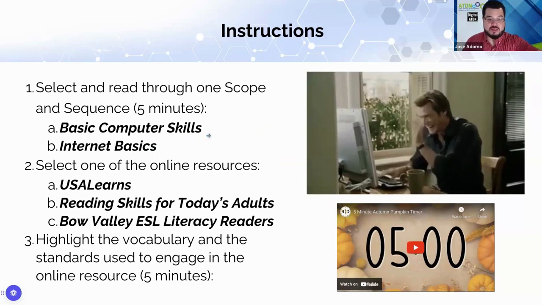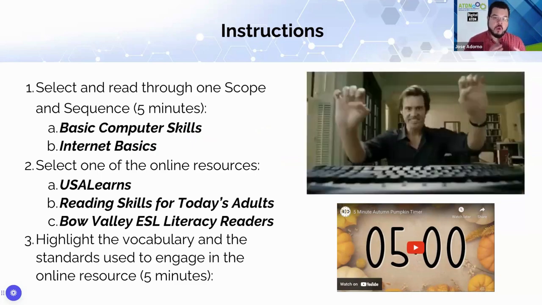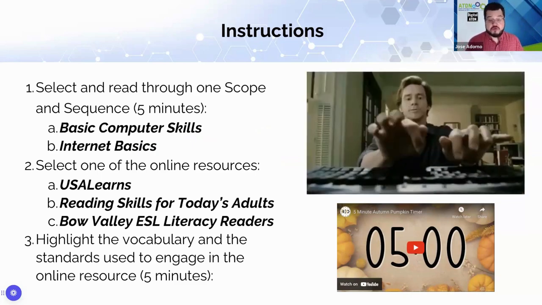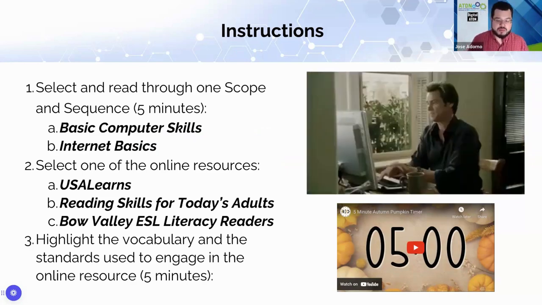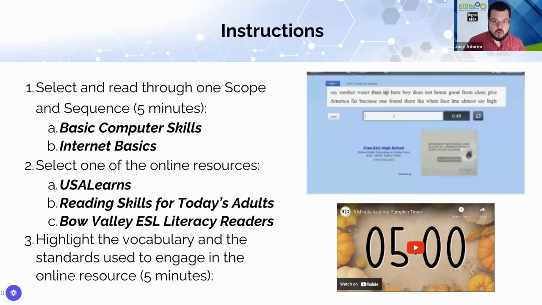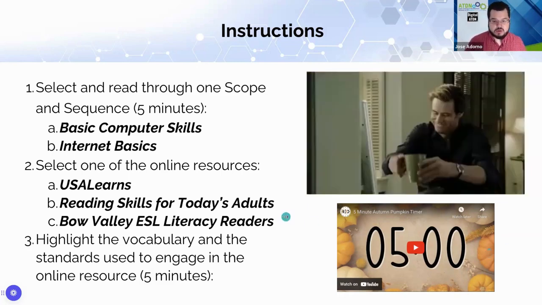So you either select the basic computer skills or you select internet basics. If you're a fast reader, you can go through both, then you have that option too. But the goal here is to select one of the two, right? I'm gonna spend 5 minutes. I'll set the timer so you guys could view it.